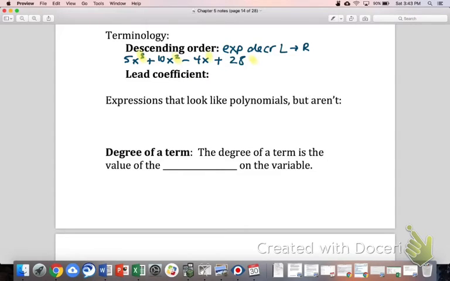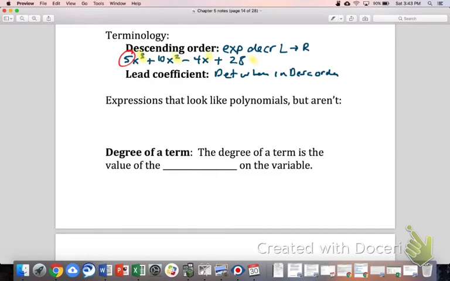And then the lead coefficient can only be determined when the polynomial is in descending order. So if we take the previous example, which is in descending order, the lead coefficient would be the first coefficient you come to. In that case, it's a 5.